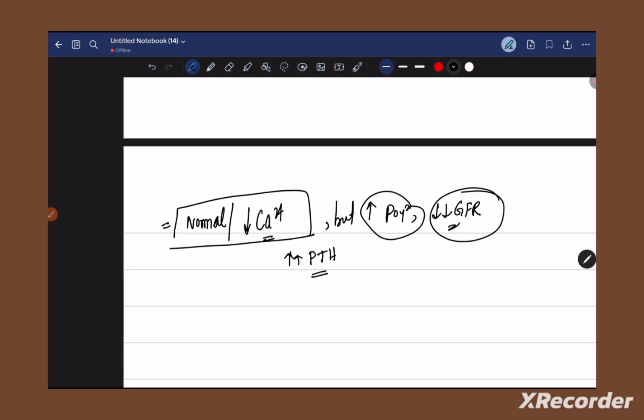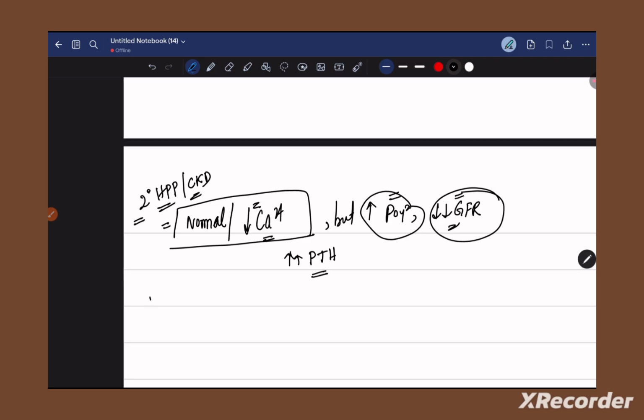Okay, this is in case of secondary hyperparathyroidism, but in CKD patients. In CKD patients, in secondary hyperparathyroidism, you will see normal or decreased calcium, increased phosphates, and decreased GFR.